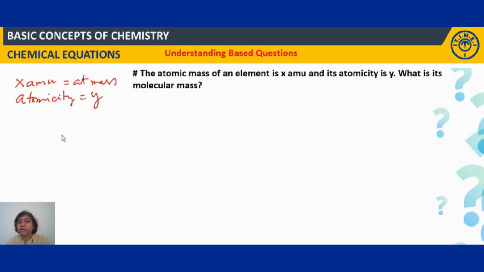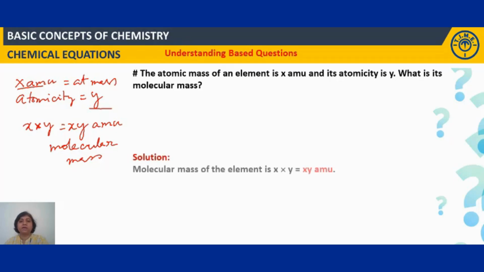So what will be its molecular mass? The mass of one atom is x AMU. The mass of Y atoms is x into Y, so we can write it as xY. xY AMU is nothing but the molecular mass of the element. Let's check the solution.